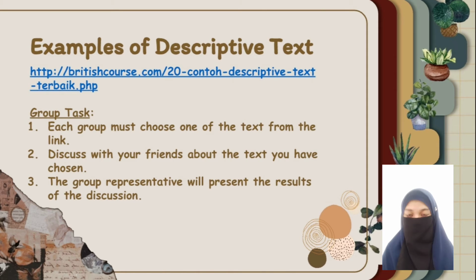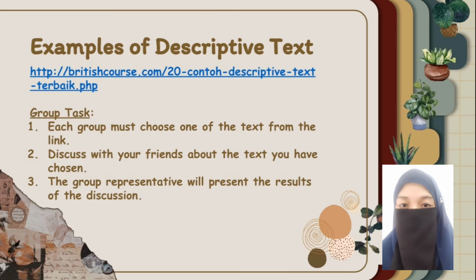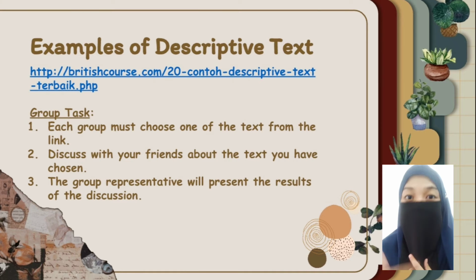For example, what is the text about? Which is the identification and why? Which is the description of the text? The language feature that shows what tenses are used, the adjective, the verb, and so on.